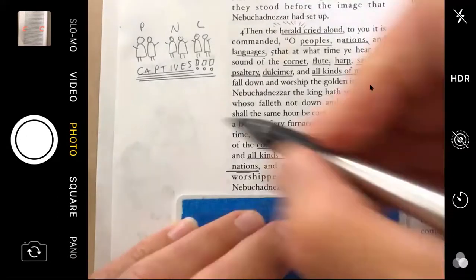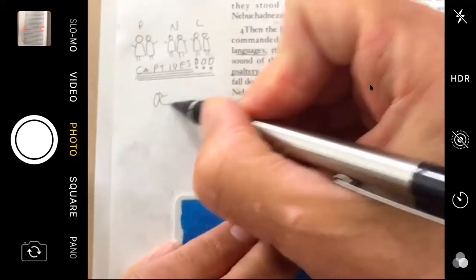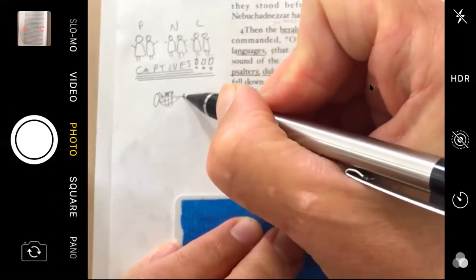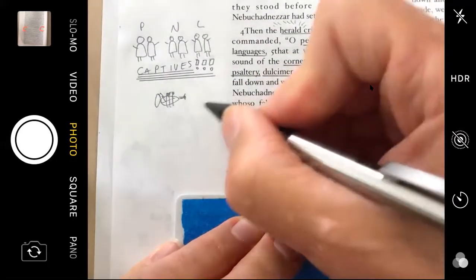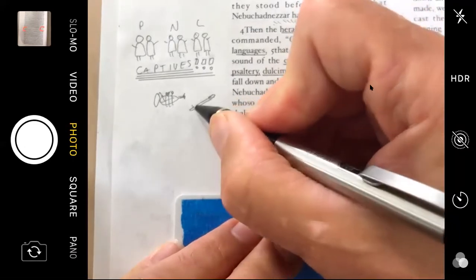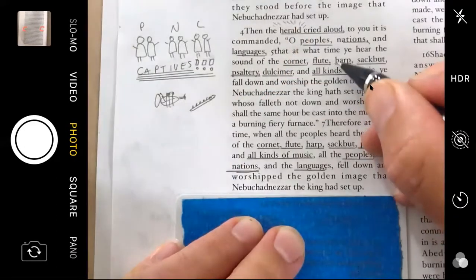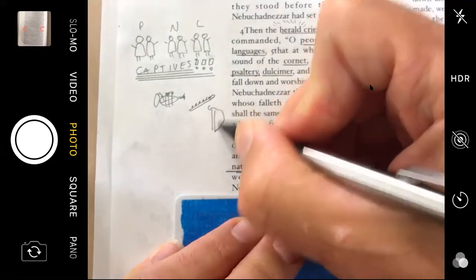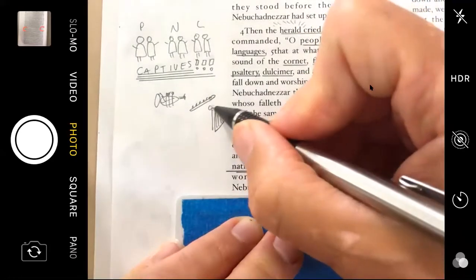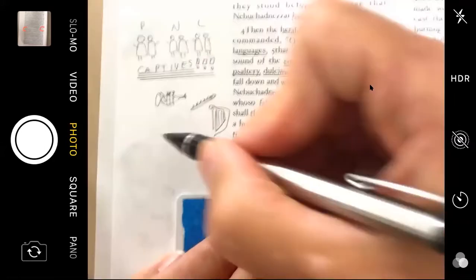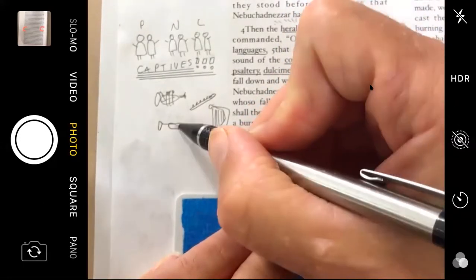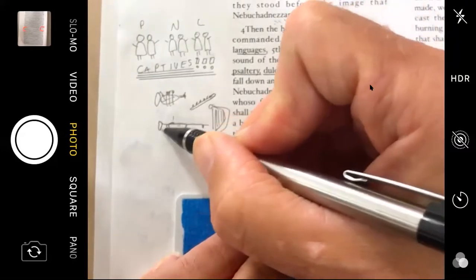That when you hear the sound of the cornet, right? Again, you have to understand that we're guessing what all these instruments are in the translation, right? The cornet, the flute, the harp. My version says horn. Horn, yep. Harp. Sackbut, which is an old translation for like a trombone. I'm not good at, let's just pretend it's a trombone.